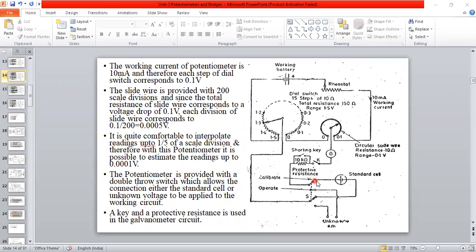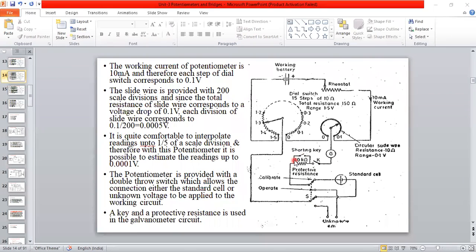If the upper terminal is connected, we are going to do the calibrating. If the lower terminal is connected, that is called operating mode. A key and protective resistance is used in the galvanometer circuit. Suddenly, by switching on the supply, high current will flow through the galvanometer and it may get damaged. So for the initial condition, we pass the current through the resistance by closing this switch, keeping this one open.